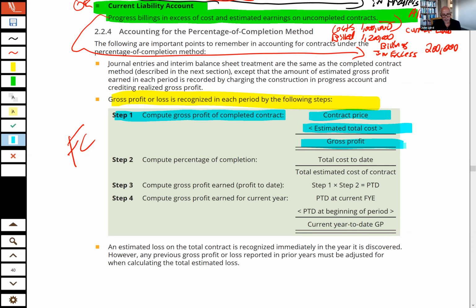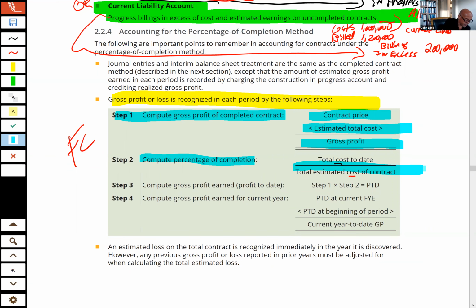It's the contract price minus the estimated total cost is the gross profit. To determine what percent done we are, remember we said cost to cost, the total cost to date versus the total estimated cost of the contract. So if the total estimated cost of the contract is 500,000 and we've incurred 100,000 of costs, we're 20% done. The estimated cost of the contract is 500,000, and we got 250,000 of costs, we're 50% done. It's that simple. Okay. Now, what happens?